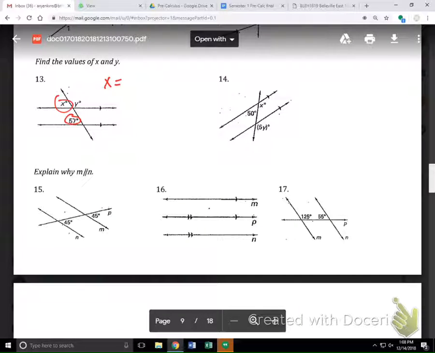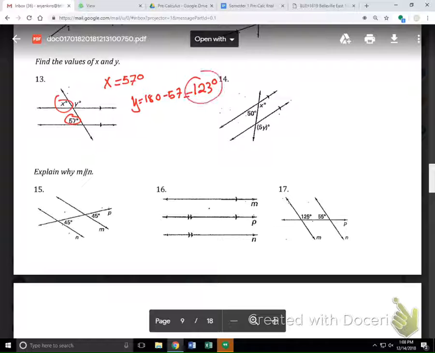Here we see that these are corresponding angles. Corresponding angles are congruent, which means that x has to be 57 degrees. Okay, now we have a relationship between x and y. What's the relationship between x and y? They are linear pairs. So y equals 180 minus 57, which equals, what is it? 123. 123.